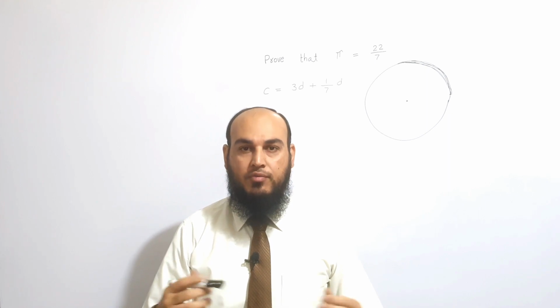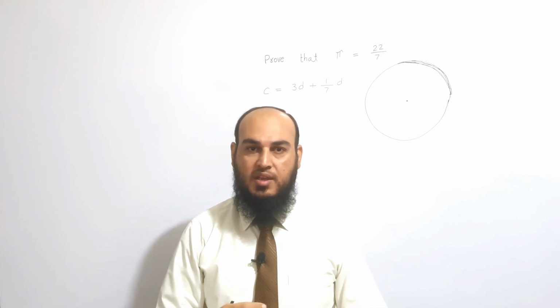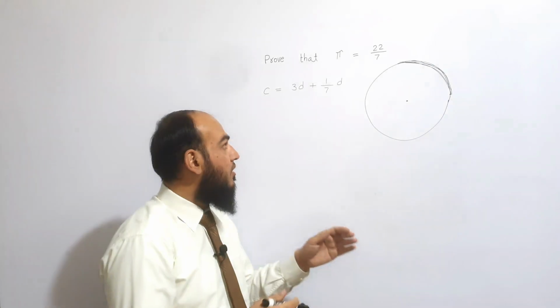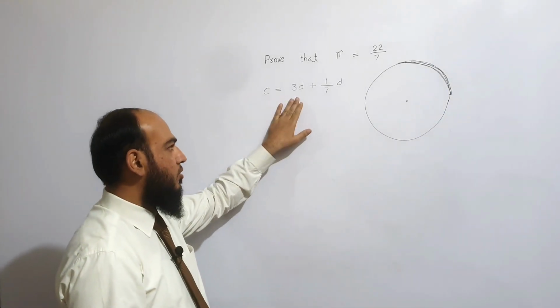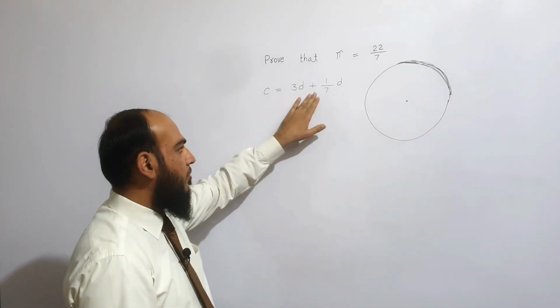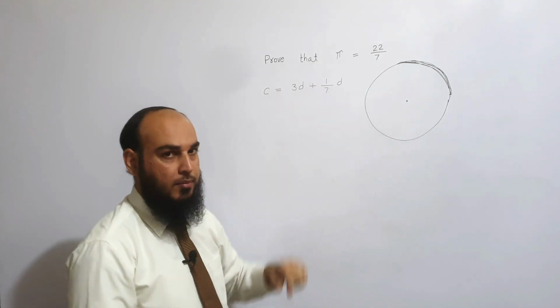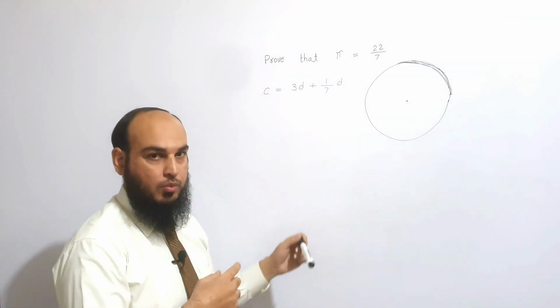Today we have to prove that pi is equal to 22 over 7. For that purpose, you have to know that circumference is equal to 3 times diameter plus 1 over 7 of diameter. What is the meaning of this equation?